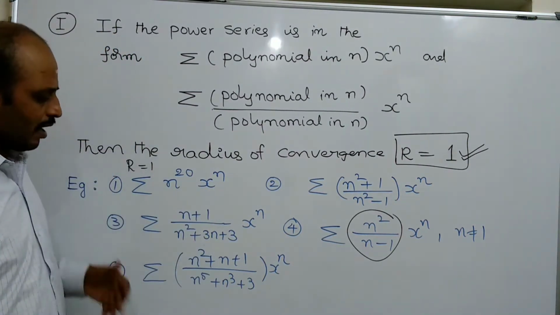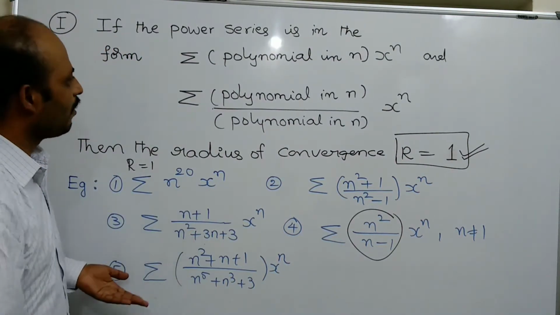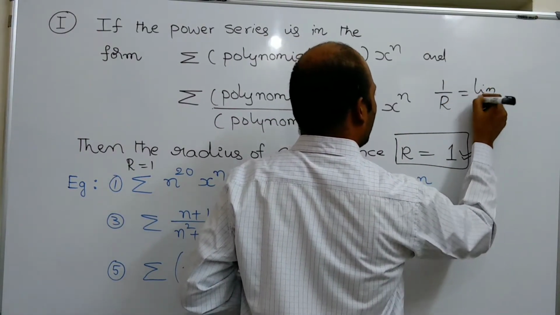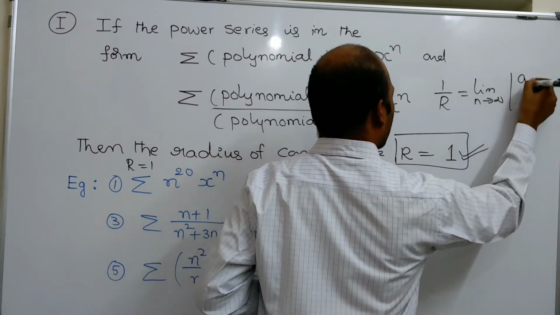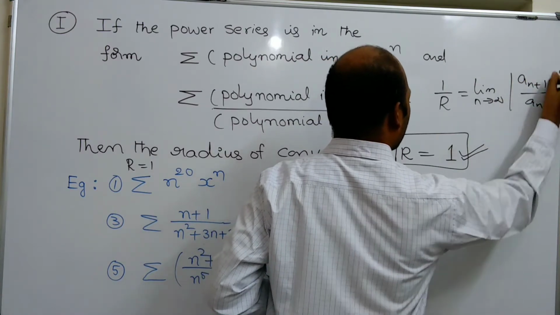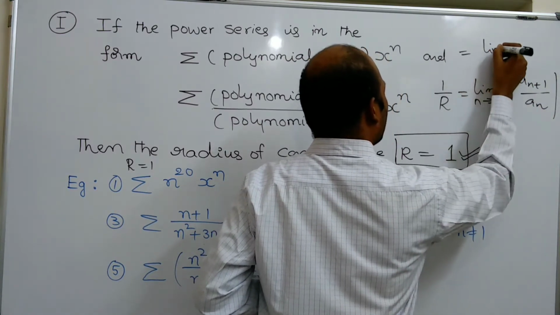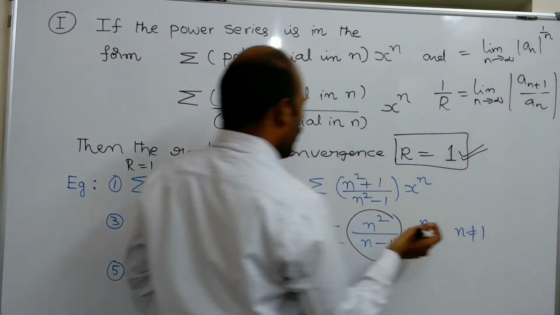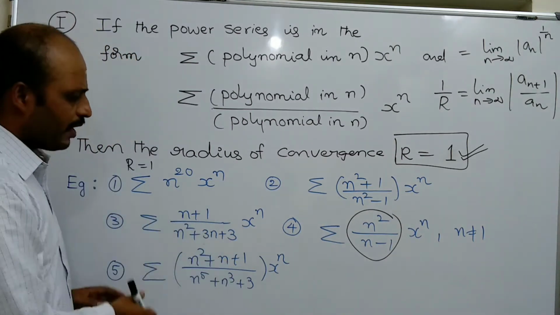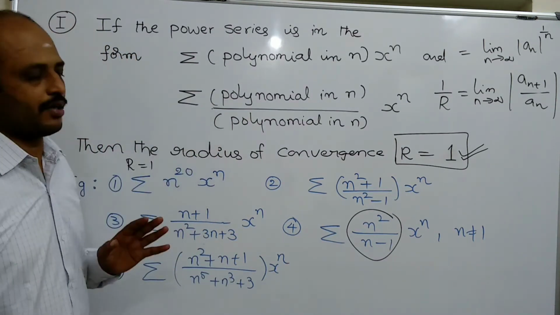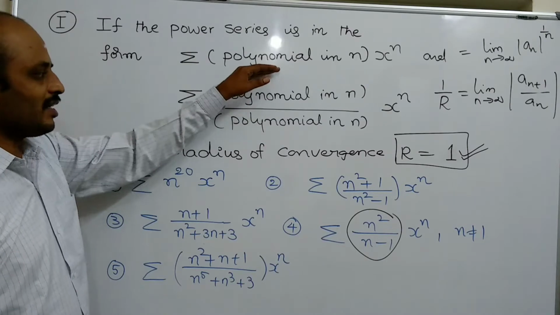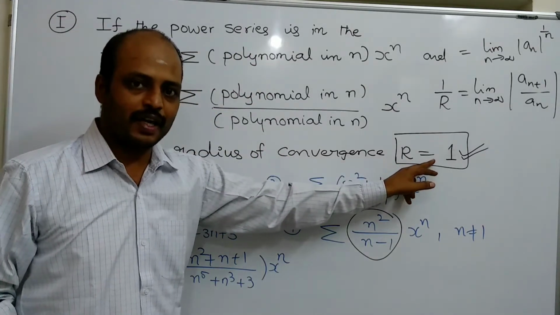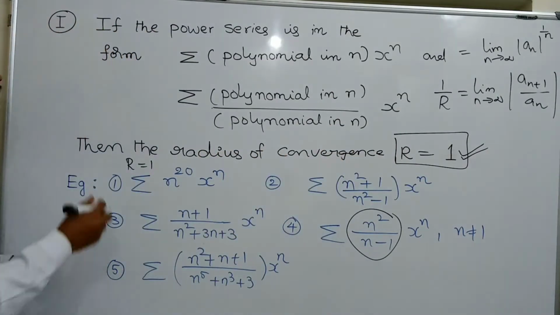You can evaluate by using the formula: 1 by capital R is equal to limit n tends to infinity mod a n plus 1 by a n, or which is equal to limit n tends to infinity mod a n power 1 by n. Verify one of the problems, is it true or not? So if the power series is in one of these forms, then the radius of convergence must be equivalent to 1. Observe that. Let us see the second trick.